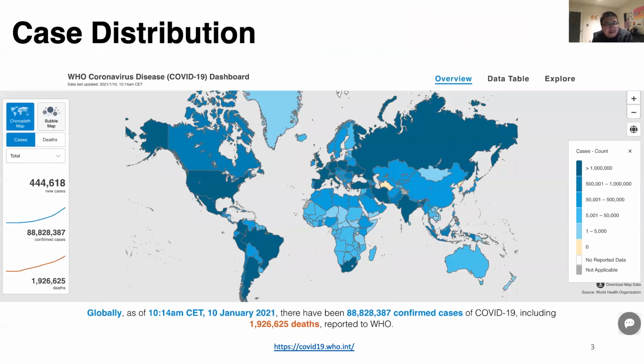This is a graphic showing the distribution of the cases all over the world so far. From the figure, we can see countries like the US, some countries in South America, in Europe, and also Africa and Asia. According to the darkness of the color, you can see they all have a large number of confirmed cases. The darkest color indicates that the region has more than 1 million confirmed cases.